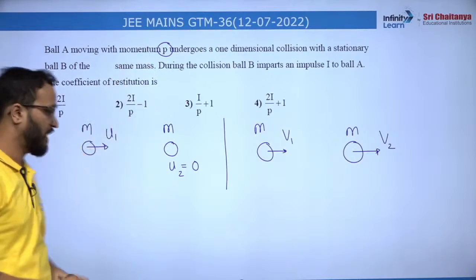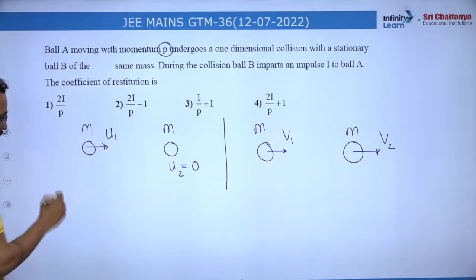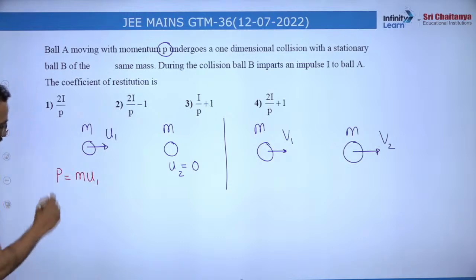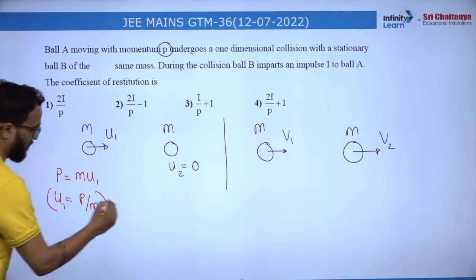I is the impulse, right? Now what they are saying is momentum is P. So the first equation that you will write here will be P is equal to m u1, right? So u1 will be P by m. This is equation number 1.